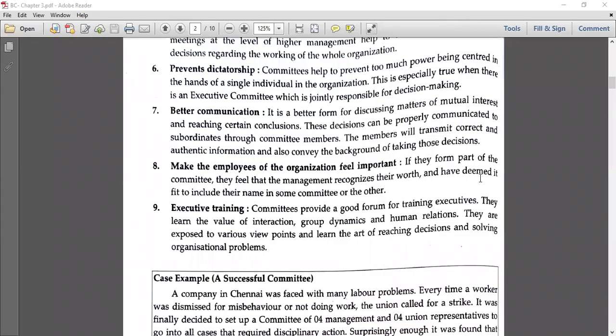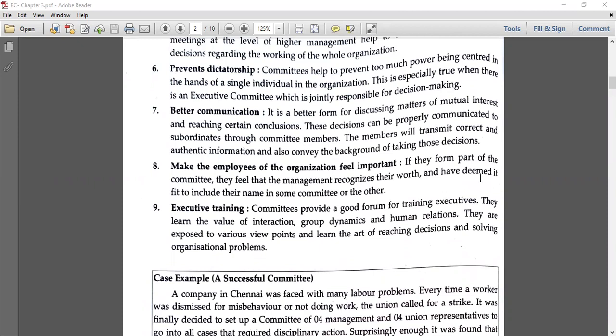So in a way, nobody likes a dictator. Nobody likes a dominant person taking all the decisions and the credit for the work. So in a way, committees help to prevent too much power being centered in the hands of a single individual in an organization. This is especially true when there is an executive committee which is jointly responsible for decision making, and it always helps in better decision making.